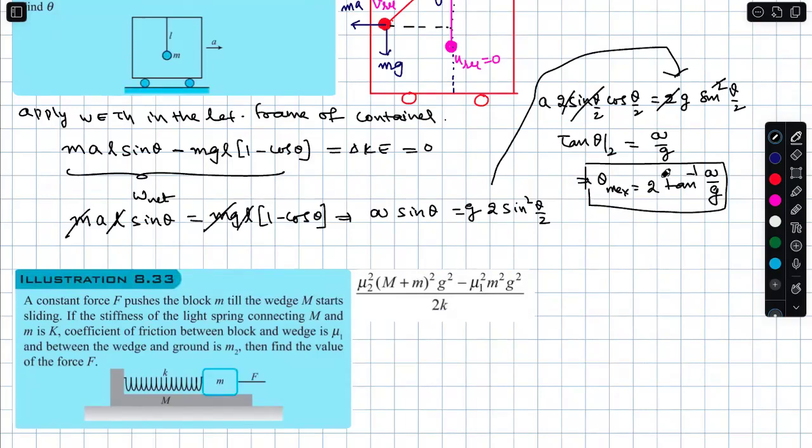Boys and girls, do you have any doubts in this? Got the point? Sure?